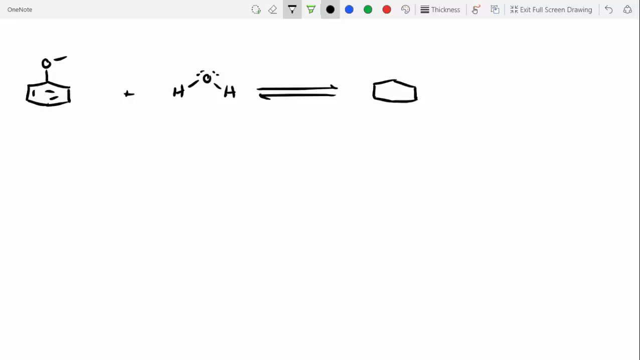Since you guys might have forgotten, our base could grab this proton, dump the lone pair over here. Now we've got an oxygen with 3 lone pairs, which gives it what charge? Negative. And we formed our hydronium ion.